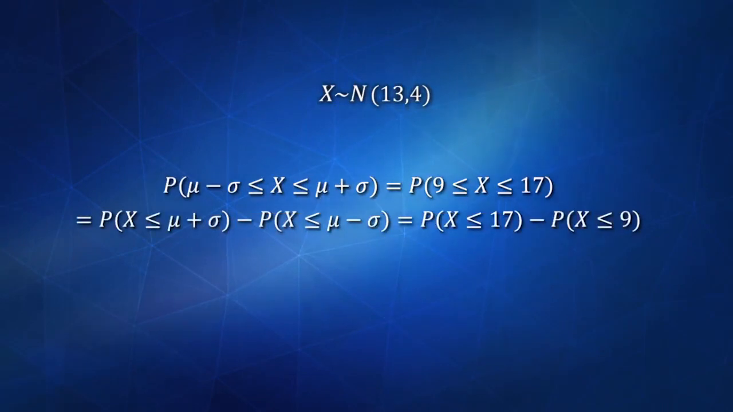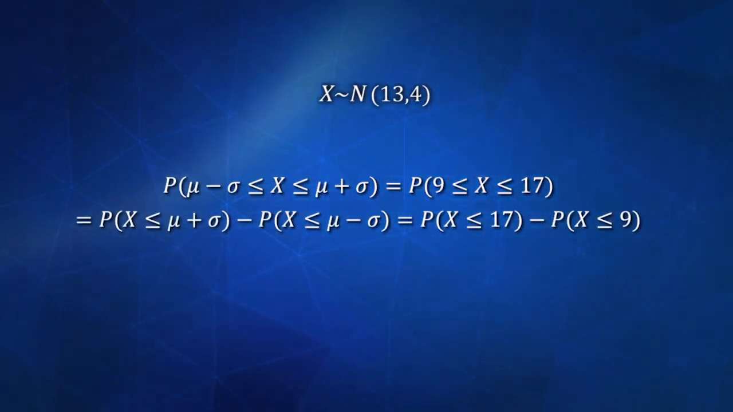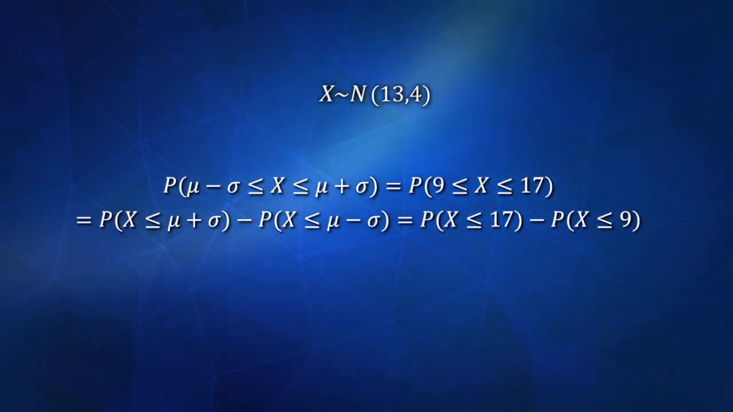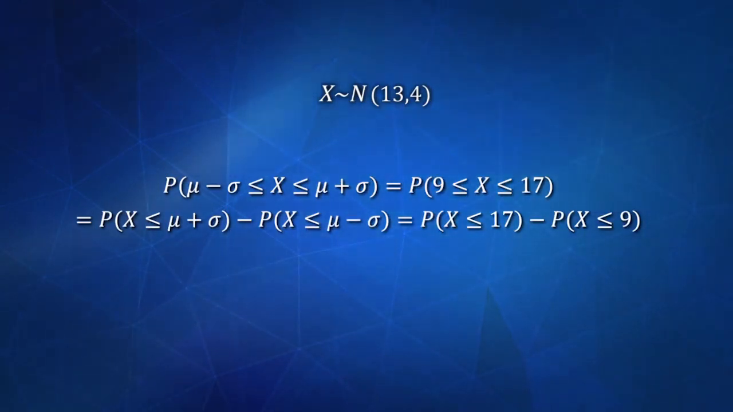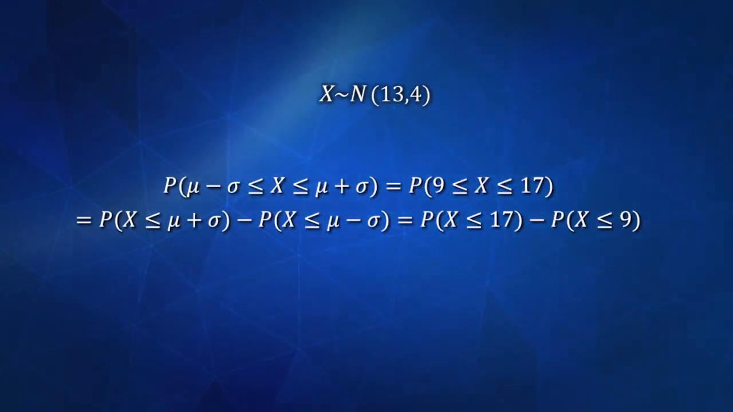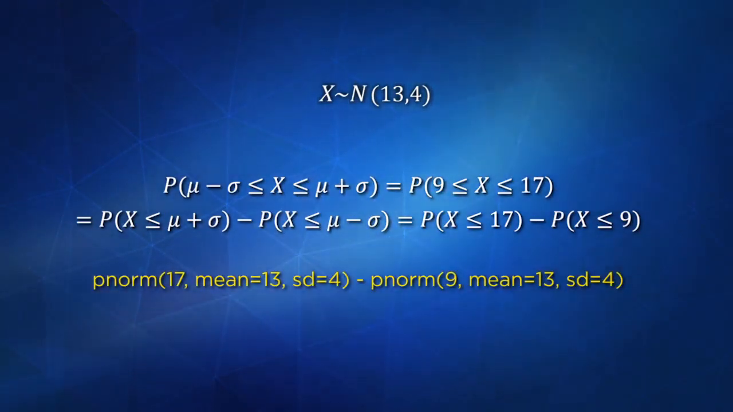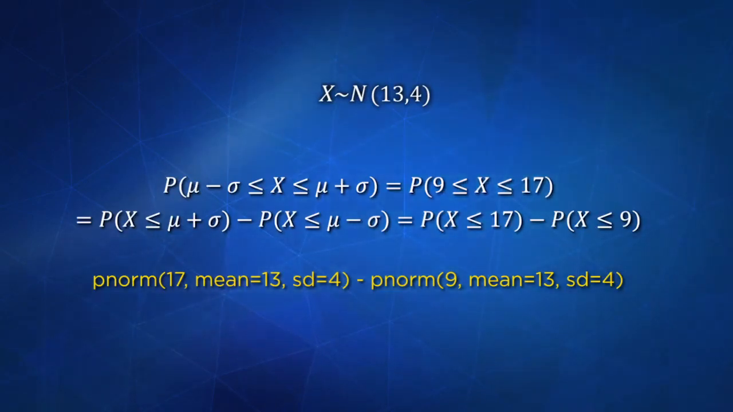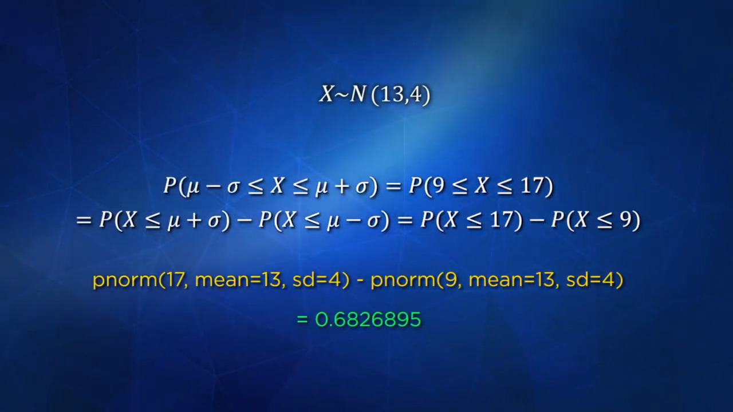Again, here I'm going to take the difference of my endpoints. So the probability that X is less than or equal to 17 minus the probability that X is less than or equal to 9. We do that also with the p-norm function. Notice we can plug in p-norm of 17 with a mean equal to 13 and a standard deviation equal to 4, minus p-norm of 9 with a mean of 13 and a standard deviation of 4. And that gives us that 68% probability.